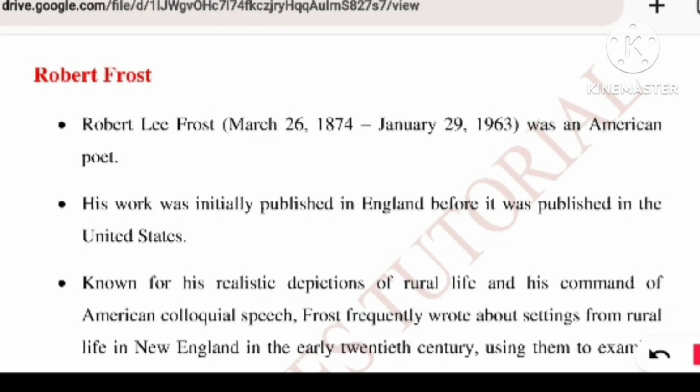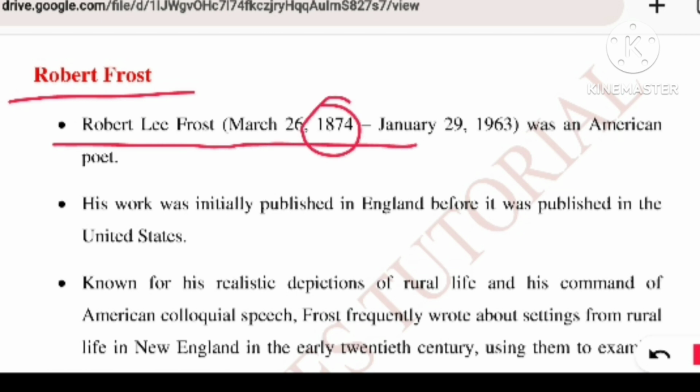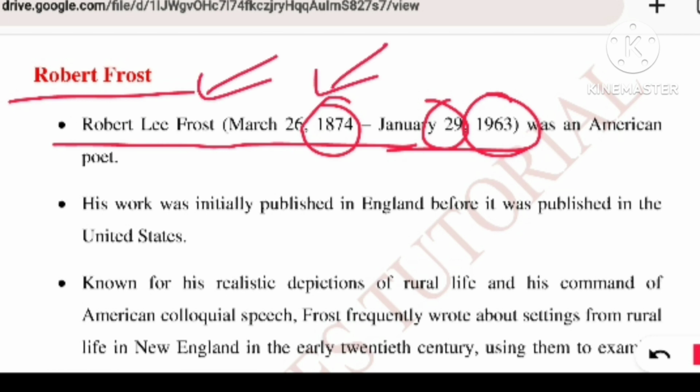Friends, Robert Frost's full name was Robert Lee Frost, and he was born on 26th March 1874 and died on January 29th, 1963. Please keep in mind that there are three important MCQs: full name, date of birth and date of death. Next, he was an American poet.